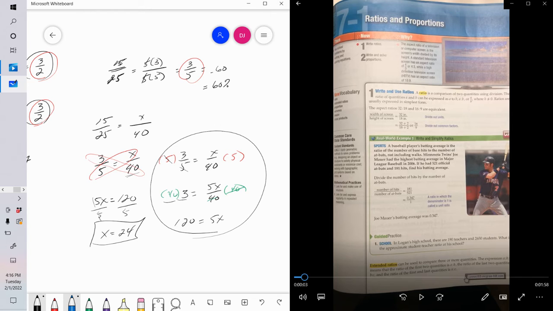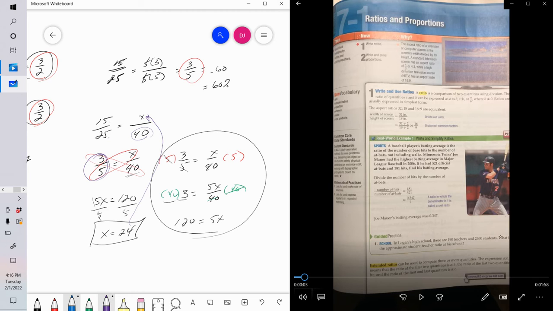Now, what I can use that for is to say, well, if this little known quarterback, Josh Allen, completes 15 out of 25 passes, or 3 out of every 5 passes, out of 40 passes, I would expect him to complete 24. Okay, so there's a little work there with ratios and proportions.